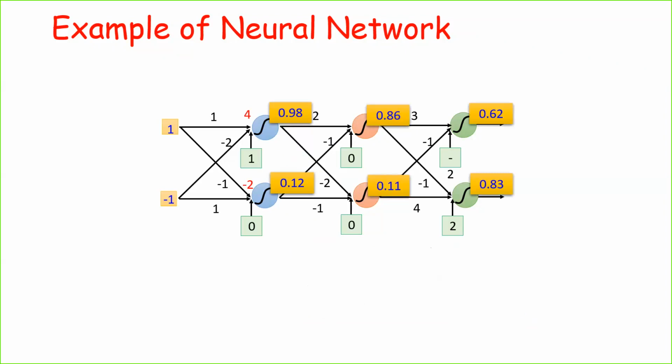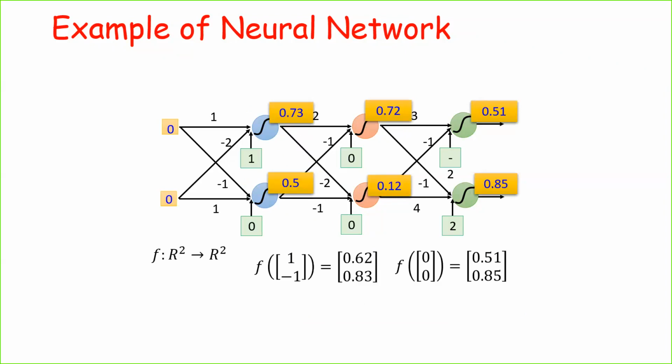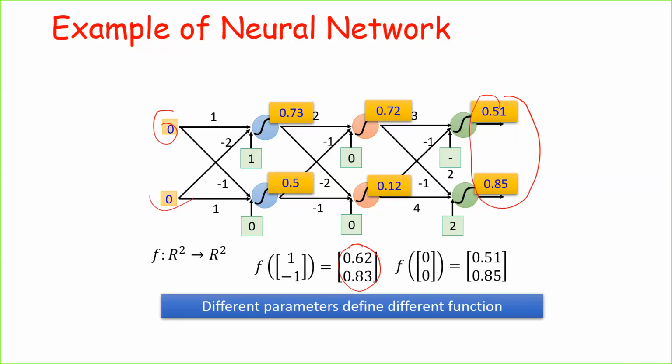So if you look at the procedure, what are we doing? We are multiplying W1 with the corresponding inputs. So when you give 1 and -1 as the input, this is what you get as the output. When you give 0, 0 as the input, this is what you get as the output, 0.51, 0.8 with these weights. Okay. So if you see this, different parameters define different functions.